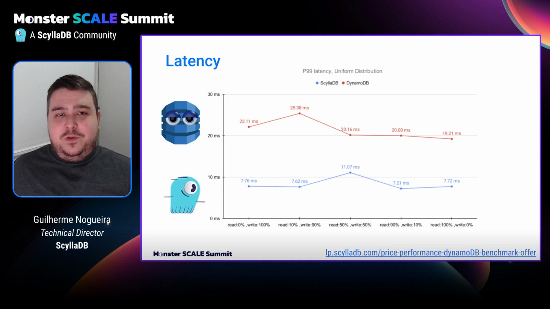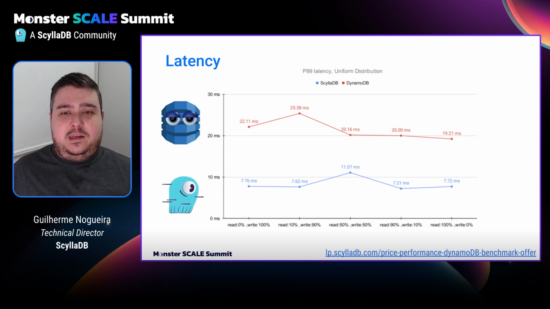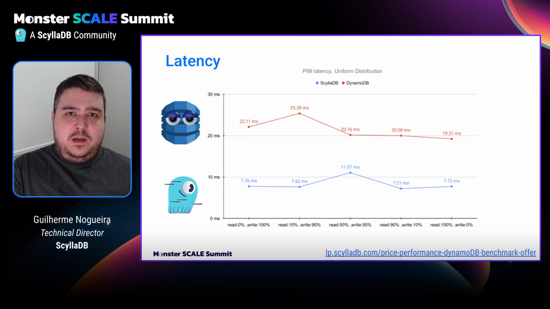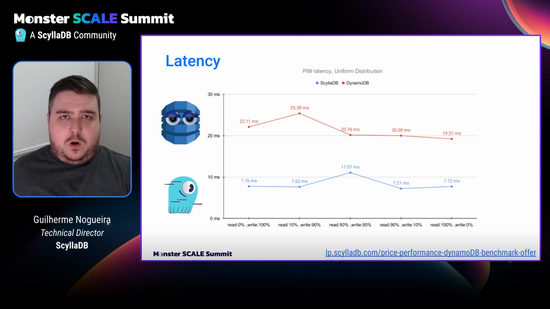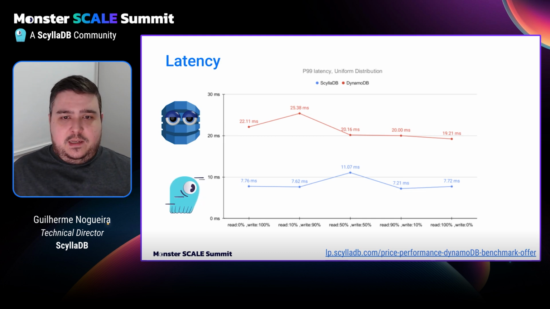So we also ran a uniform distribution test where we compared exactly how Scylla and Dynamo operate under those circumstances. And at the bottom, we have each test that we ran, from a full write test, 0% read, to all the way opposite, 100% read, 0% write. And we see that ScyllaDB can still excel DynamoDB latencies in all of the cases.